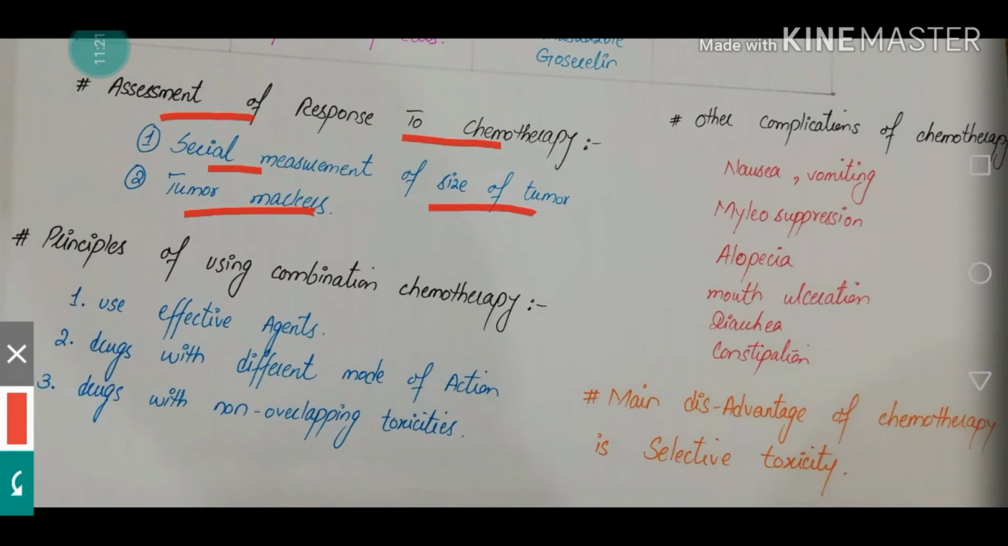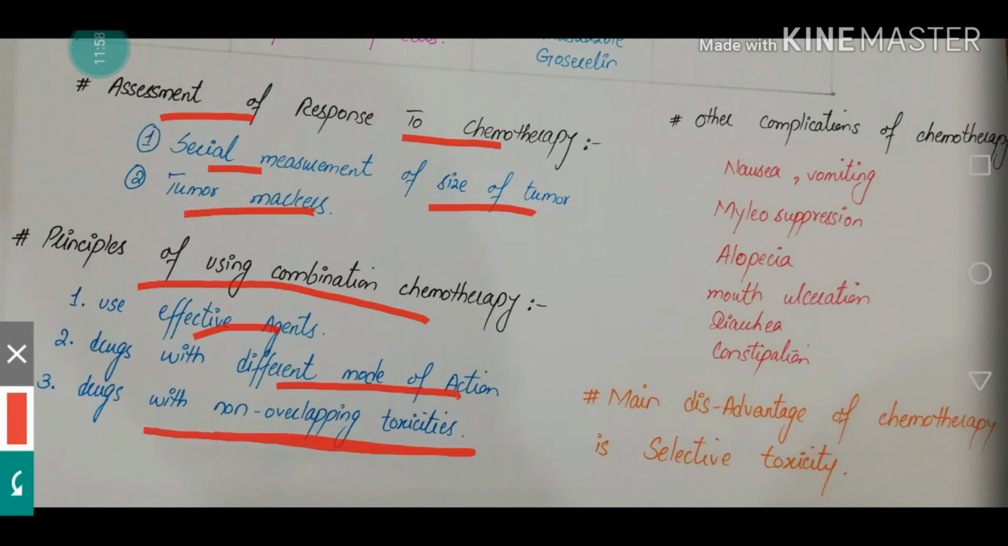Now, there are certain principles of using combination of chemotherapy drugs from different categories. I have already explained there are 5 different categories. So, if one needs to use 2 or more drugs from different categories, following principles must be kept in mind. Use of the most effective agents of a specific category with different mode of actions, as they are classified because of different mode of actions, but the most important thing, they should have a non-overlapping toxicity, otherwise they will cause more harm than good.